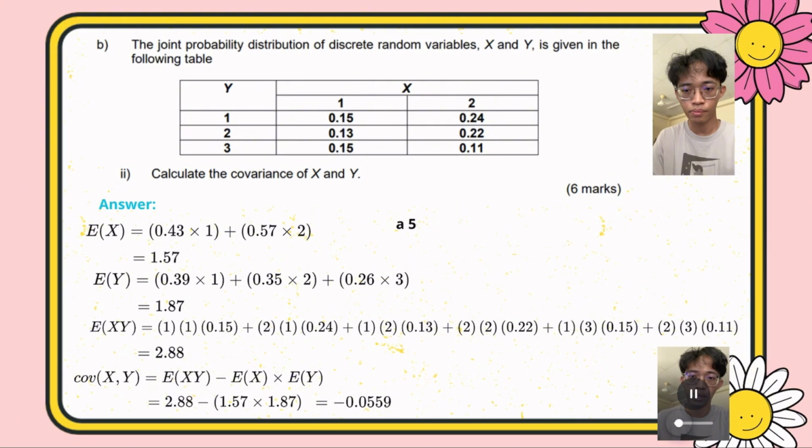And lastly, I will calculate the covariance between X and Y. First, I will find the expected value of the product of X and Y, which is equal to 2.88. The covariance is then calculated by subtracting the product of the expected values of X and Y from the expected value of the product of X and Y. This results in a covariance of negative 0.0559, indicating a weak negative relationship between X and Y.